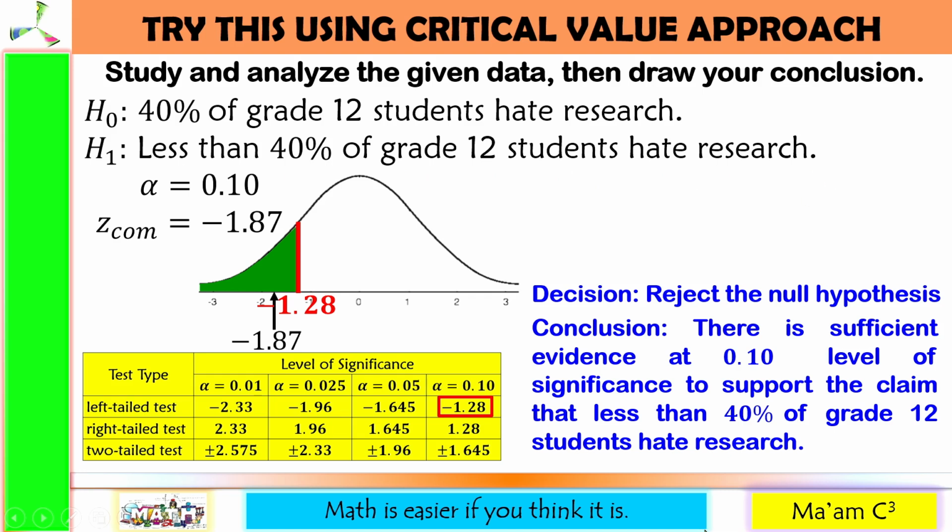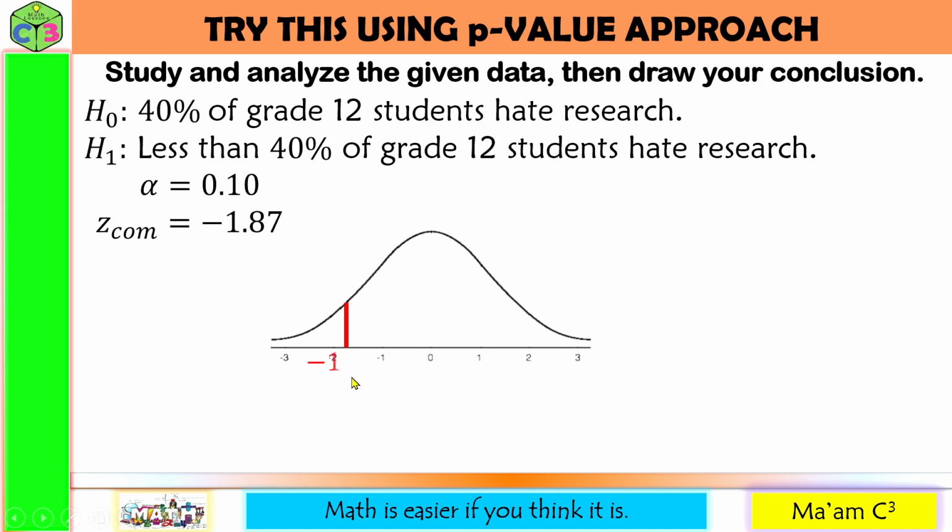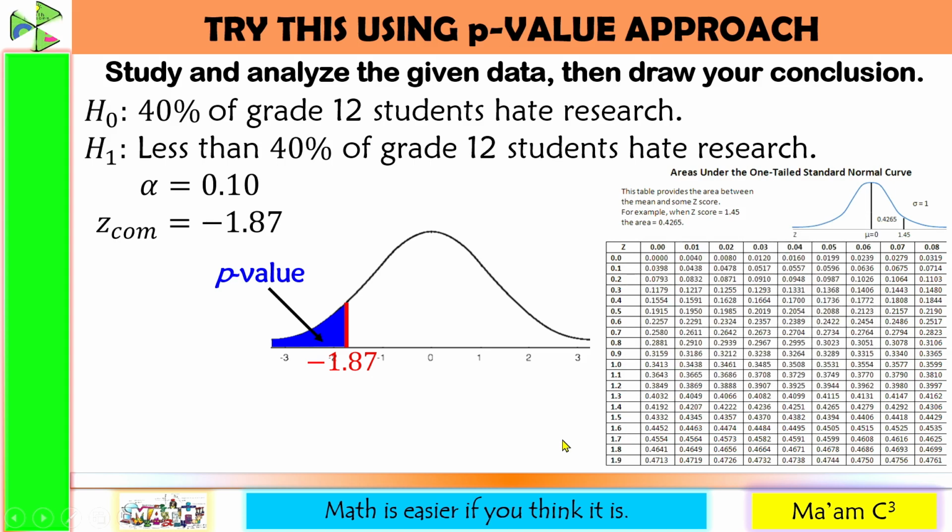Now, let us do this using the p-value approach. This time, what we are going to plot is not the critical value, but the computed value. Negative 1.87 lies somewhere here. Let us label it. And the p-value, again, are the more extreme values. If it is a left-tailed test, it is on the left of the computed value. Let's bring out our z-table. Let's look for positive 1.87 instead: 1.8 and 0.07. So the area is 0.4693.